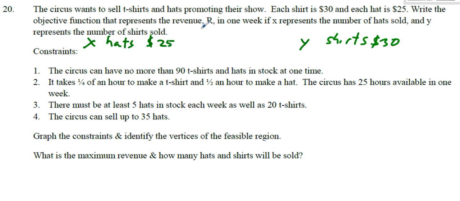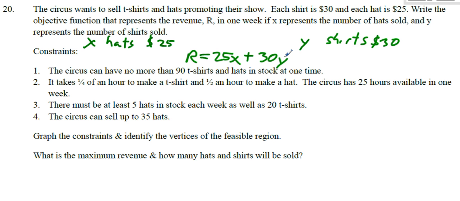So revenue is 25x plus 30y. So there's our revenue equation. Now from the constraints, that's all their inequalities that we have to graph to get the region and all the vertices and all that stuff.